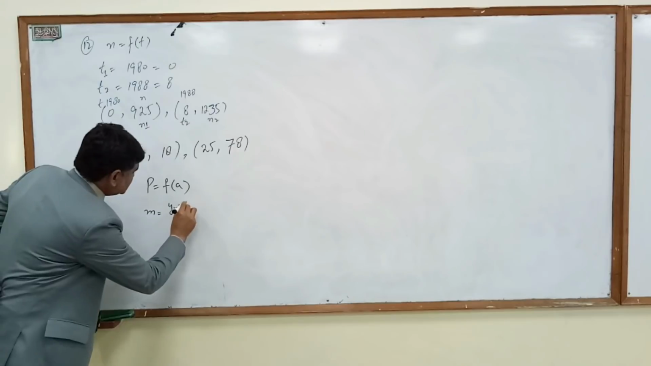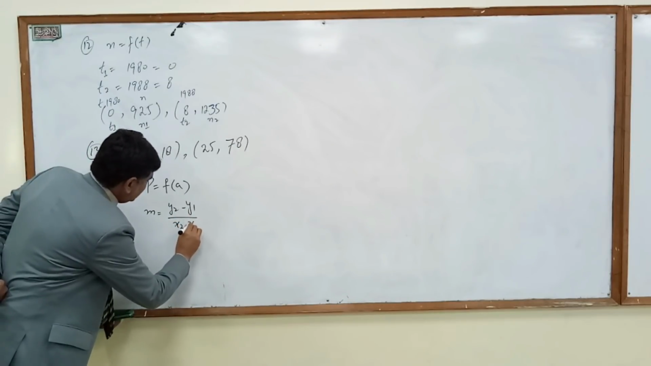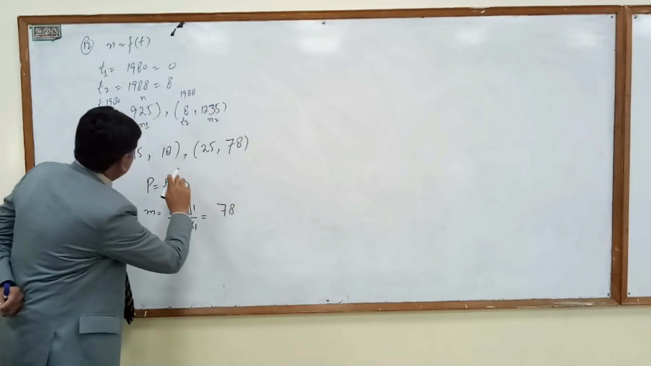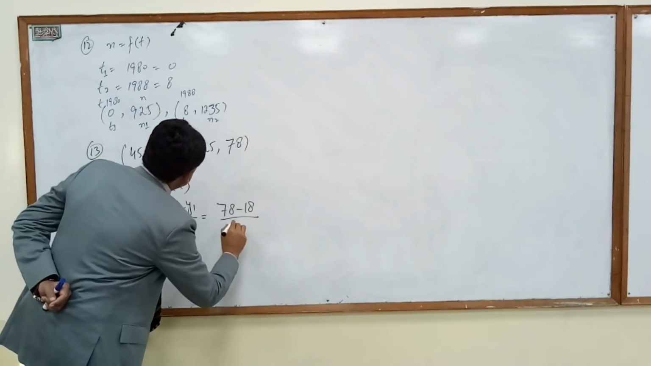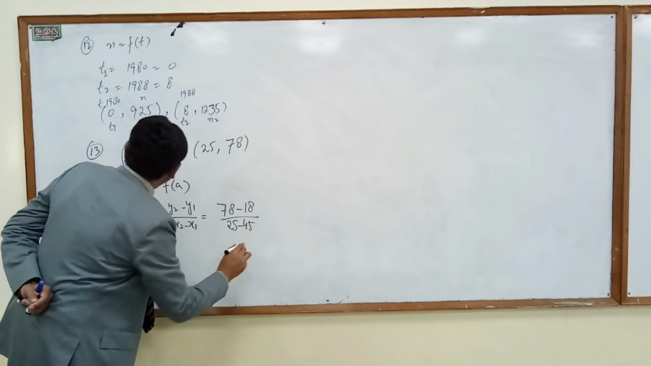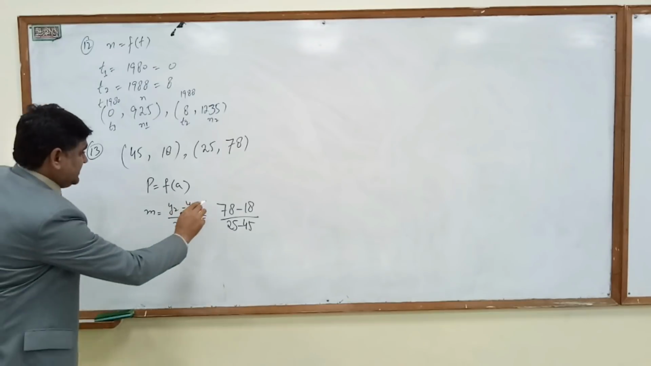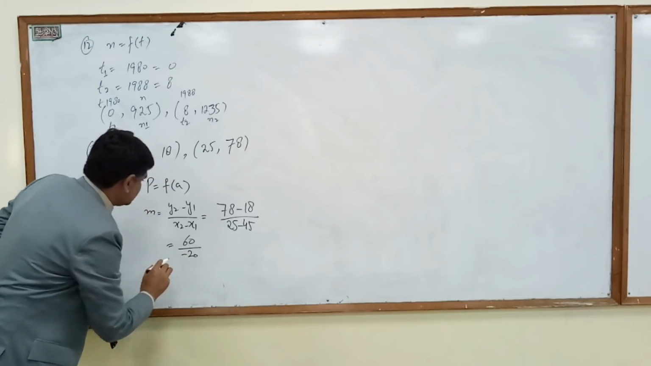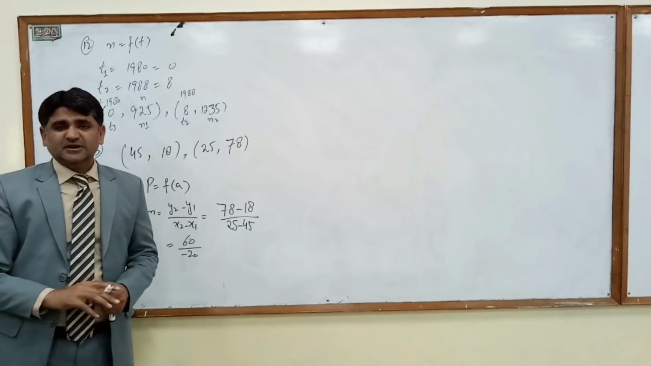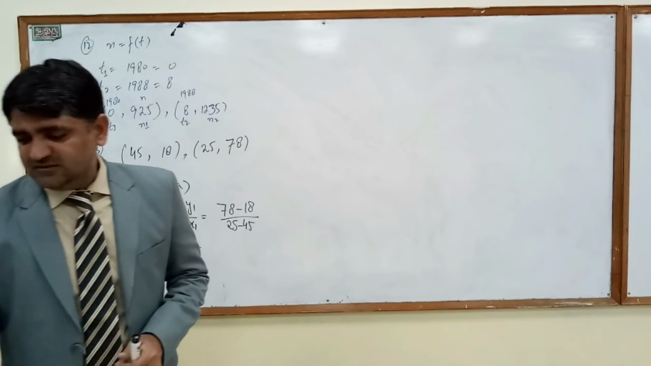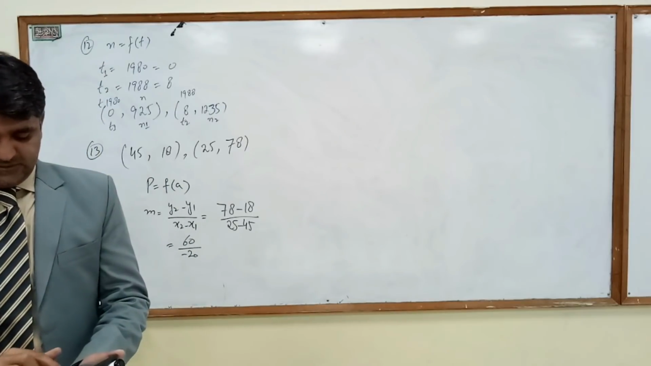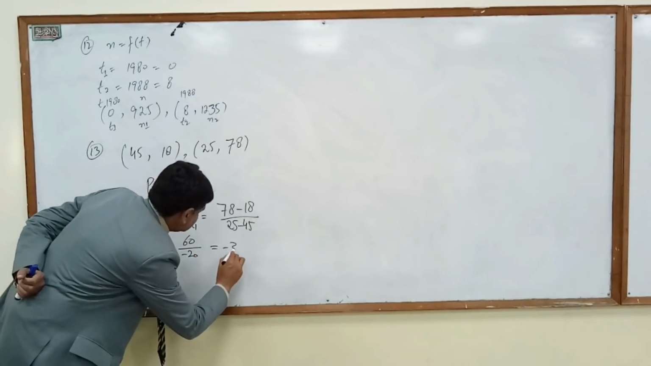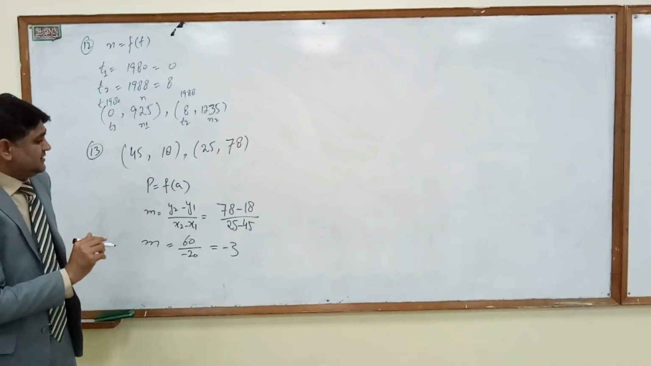M is equal to y2 minus y1 divided by x2 minus x1. What is y2? y2 is 78, y1 is 18, x2 is 25, x1 is 45. Here the value is 60, divided by minus 20. That is minus 3. So M is equal to minus 3.